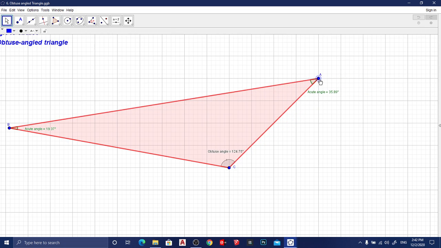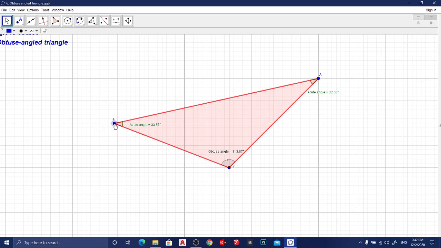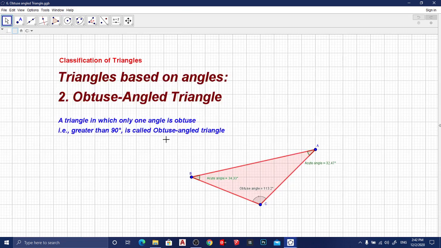If I take this as 124 degrees, which is more than 90 and less than 180, and this is 19 degrees only, so this is also an obtuse angle triangle. Here 34, this is 32, these two are acute, and one of the angles, which is 113, is more than 90 and less than 180. So this is also an obtuse angle triangle. This is the definition of an obtuse angle triangle.